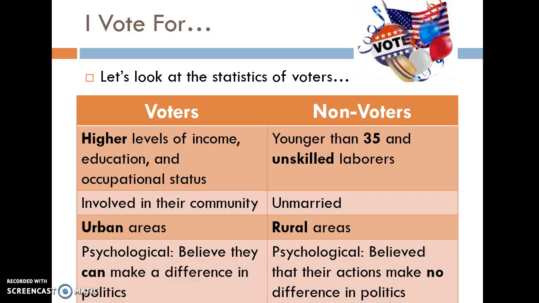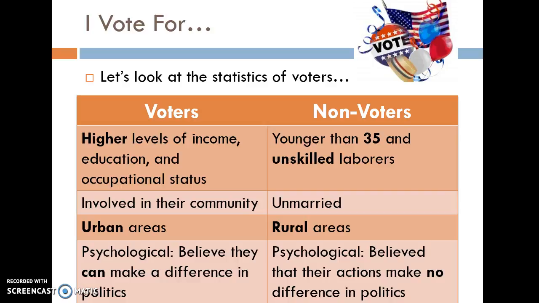Voters versus non-voters. Voters, people who vote in presidential and midterm elections, tend to have higher levels of income, education, and occupational status. That means they're like doctors and lawyers. They have a high occupational status instead of like unskilled laborers, which are like people who work in retail or construction, things like that.